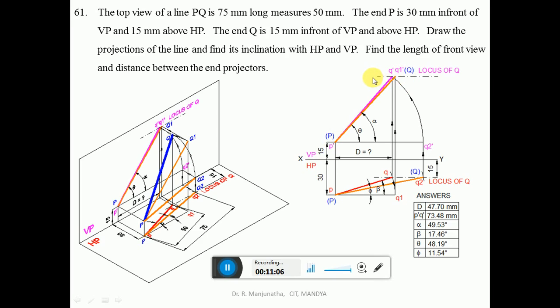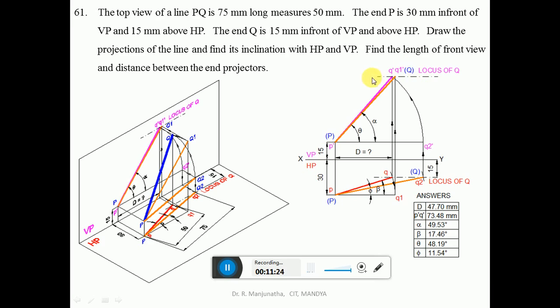Then draw a horizontal dash-dot line, which is going to be the locus of Q in the front view. So since this PQ1 is parallel to VP, you are getting the true length. You join P dash and Q1 dash with a little bit thicker line than the projector line. So mark this as capital P and capital Q.